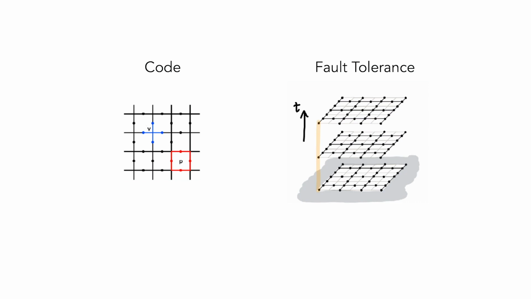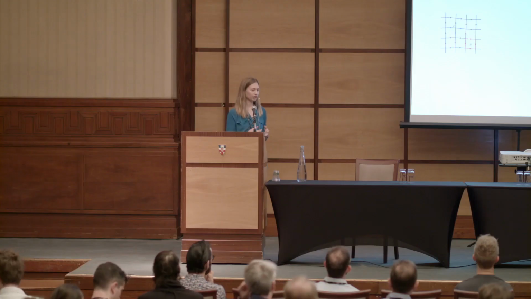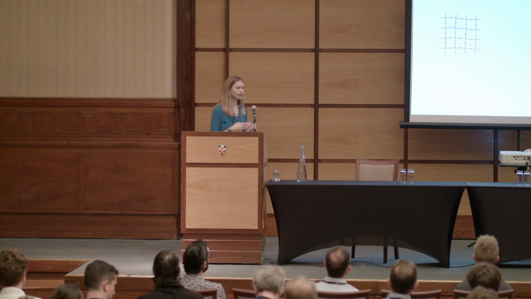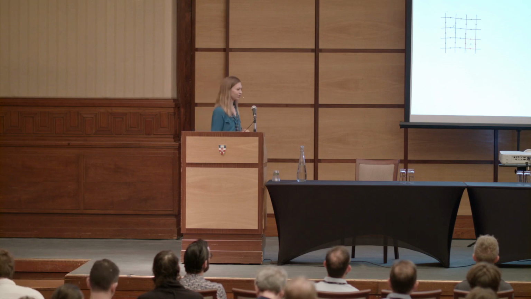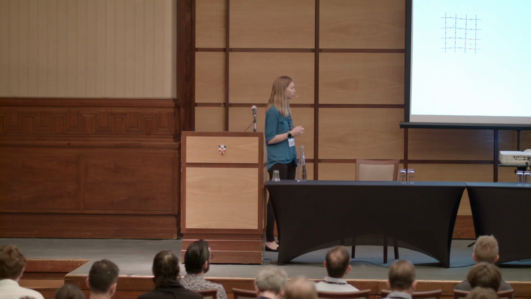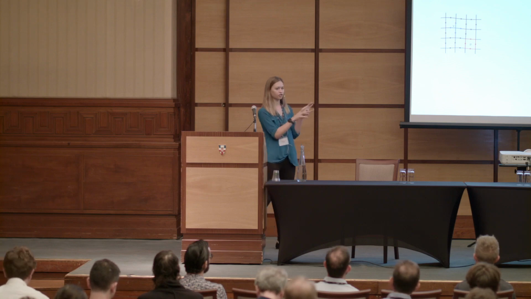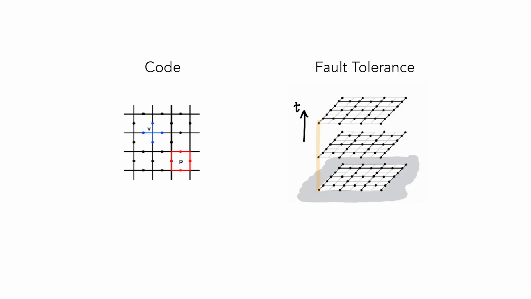And fault tolerance, on the other hand, is the way that we can bring this code to life to actually do something with it. It's a description of the evolution of a code over time and how we can actually operate on it whilst maintaining those properties that allow us to do error correction. Generally speaking, if we're interested in doing quantum computing and we want to do logic and have that be fault tolerant, then fault tolerance is the thing that we're actually interested in. The code is almost irrelevant. It's really the ability to build this fault tolerant channel.